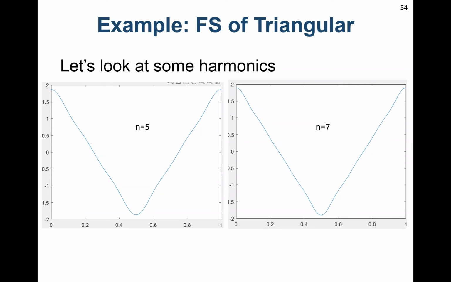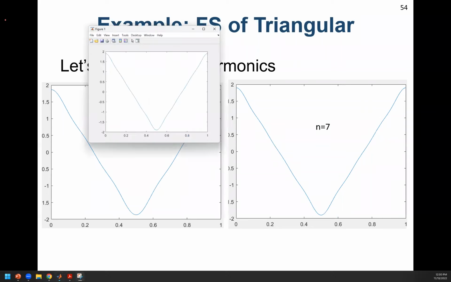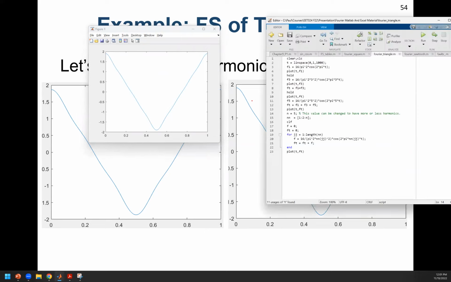So if you look at what I have for 7, it's getting close to a peak value of 2 and a negative peak of -2, and it's starting to get a little bit rippled here, but it's starting to straighten out. So let's add another one. Let's go to 9 and run it.